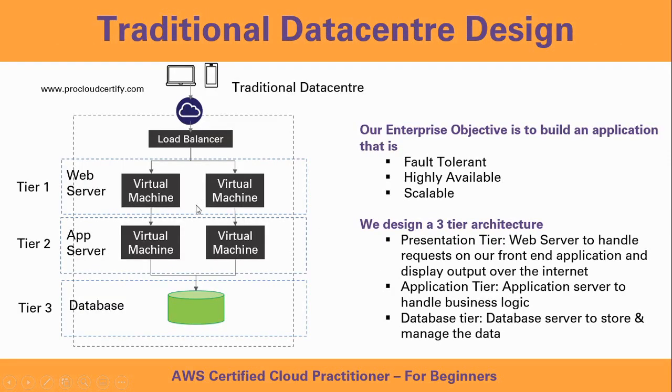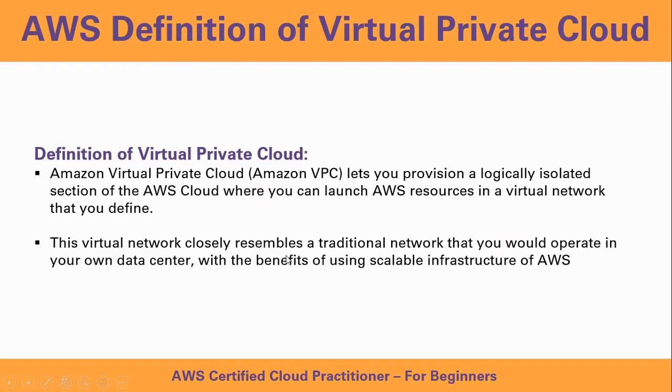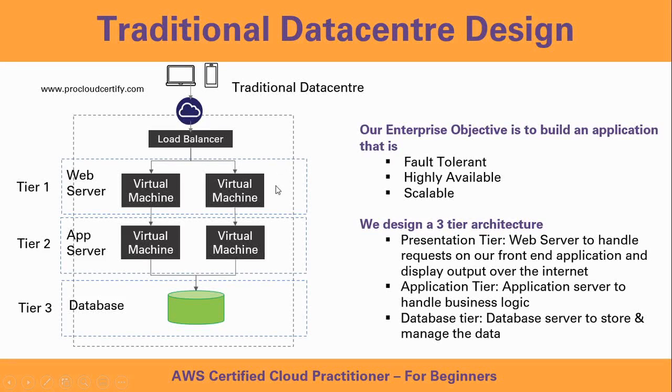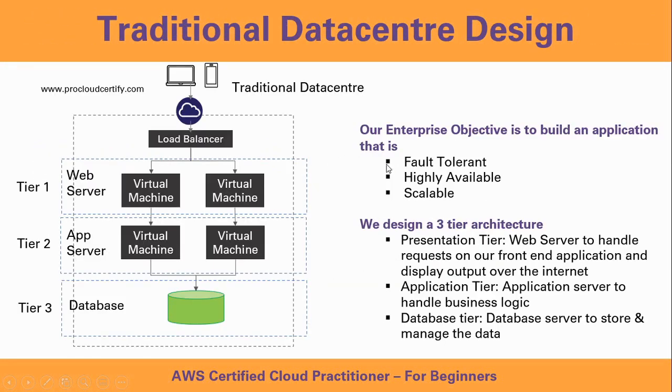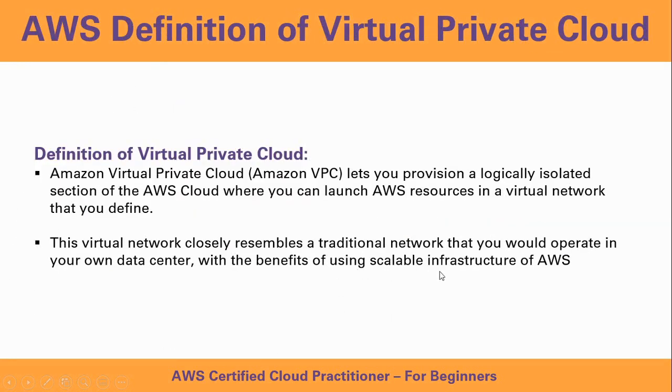So as in our previous example, with a traditional network that we were operating in our own data center, because we would encounter issues and our objective was to build an application that is fault tolerant, highly available, and scalable, and we would be limited with the infrastructure from our traditional data center, we will use the scalable infrastructure of AWS to build this virtual network.